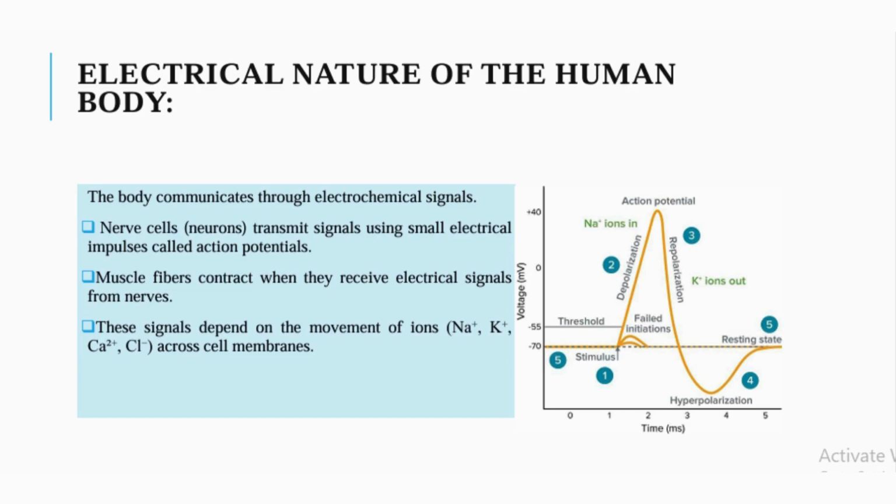So now we're discussing the electrical nature of the human body. Basically, the body communicates through electrochemical signals, such as nerve cells, which are neurons, transmitting signals using small electrical impulses called action potentials. Muscle fibers contract when they receive electrical signals from the nerves. These signals depend on the movement of ions, such as sodium, potassium, calcium, and chloride, across the cell membrane.